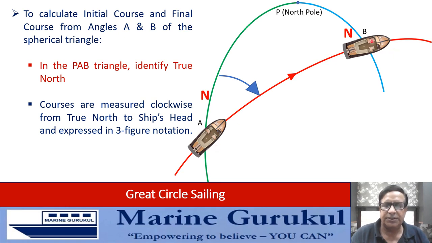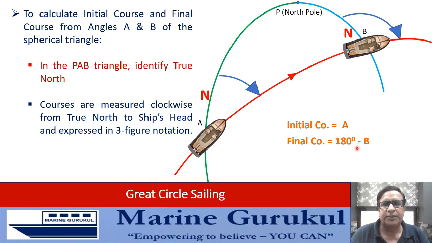Now when the ship reaches B, again from the north we go clockwise up to the ship's head, and this blue arrow represents the final course. But when you solve the triangle, you are not getting this angle. What you are solving is internal angle B. So in this case, the final course shall be 180 minus angle B. In this case, the initial course is equal to angle A, and the final course is 180 degrees minus angle B. So this is how A and B are used to evaluate initial and final courses.